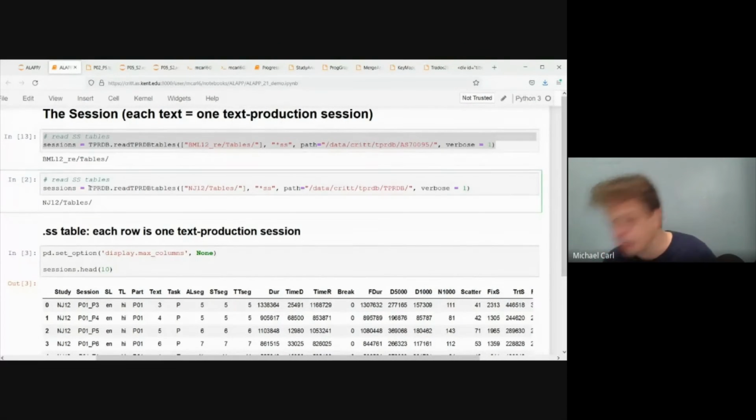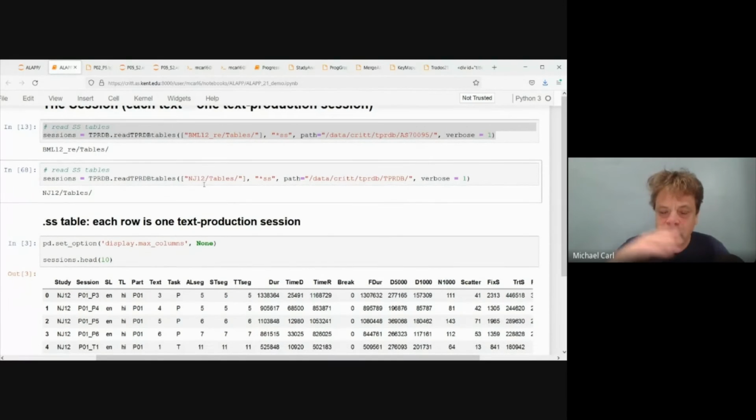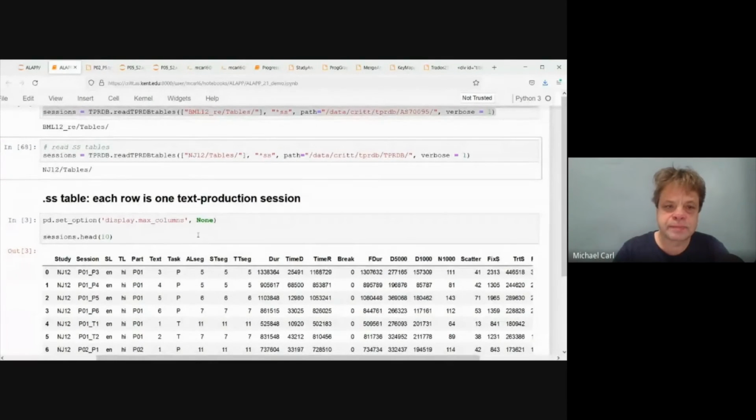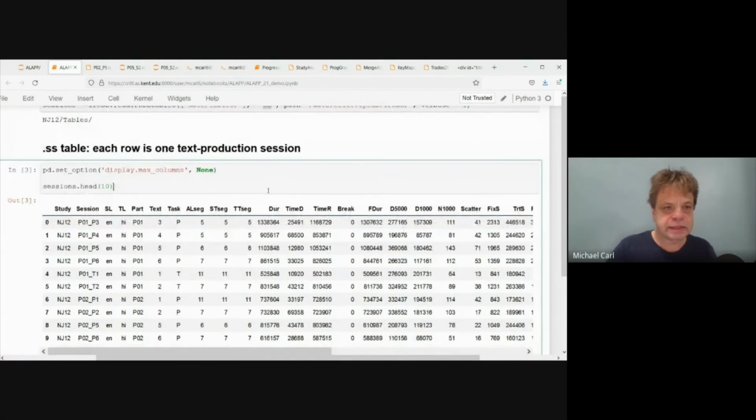So anyway, we can load with these functions here. Okay, so good. We can load from this study that I showed here, NJ12, a couple of tables. The database has a number of tables, and these are pre-compiled summary tables showing different aspects of this data. So this would read the sessions into a big table, and this is the session table.